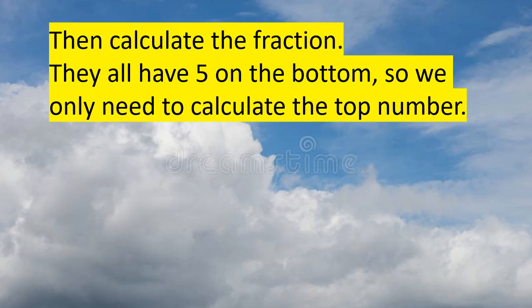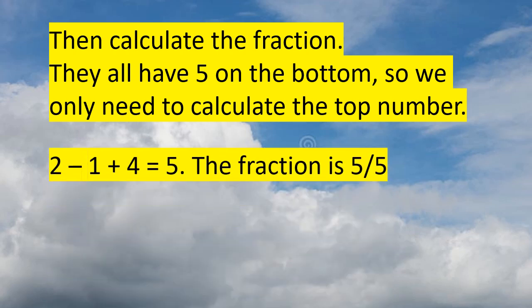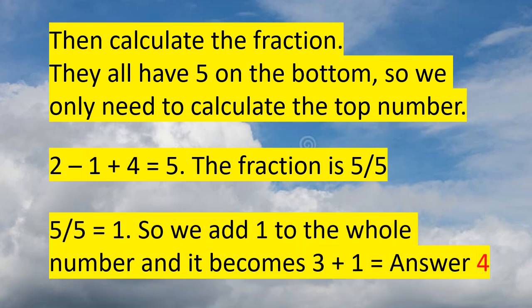Then you calculate the fraction. They all have 5 on the bottom, so we only need to calculate the top number. So 2 minus 1 plus 4 equals 5. So the fraction is 5 by 5. 5 by 5 equals 1. So we add 1 to the whole number, and it becomes 3 plus 1 equals 4, which is the answer.